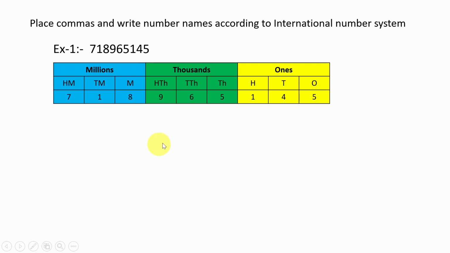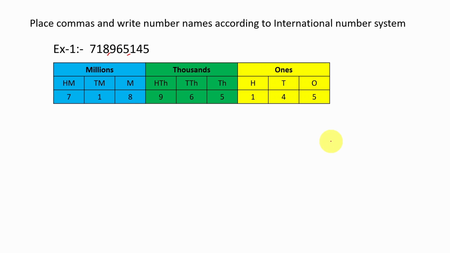So how to insert commas? See, after 3 places we have to insert the comma. It's very easy to insert commas here. See, every period has 3 places. So after every 3 places you place comma. It's very easy. Let me show you. After ones period, after thousand period. See, it's very easy, right?